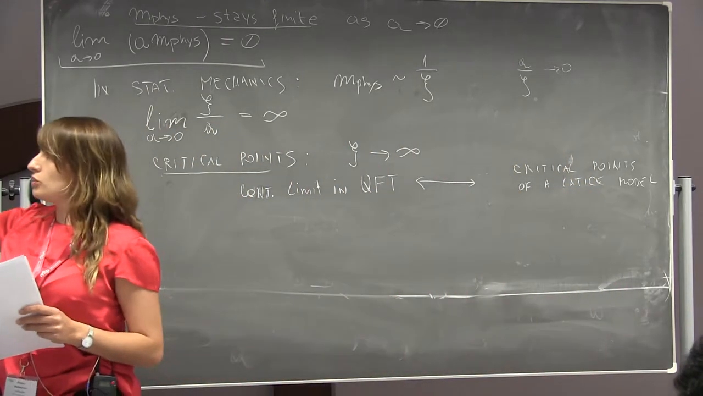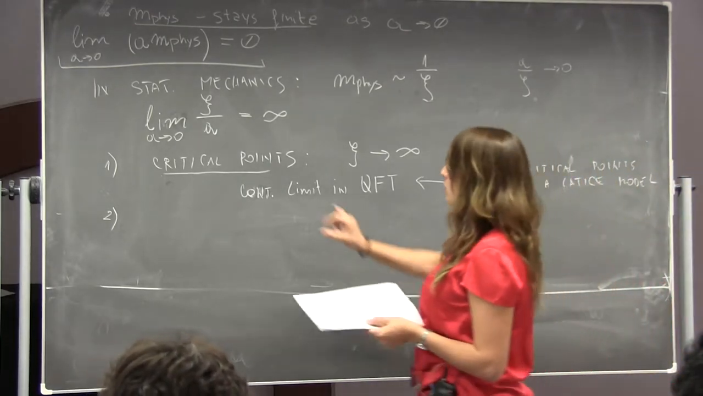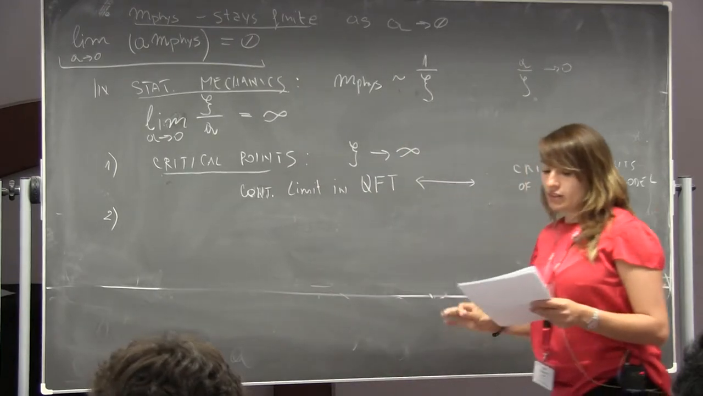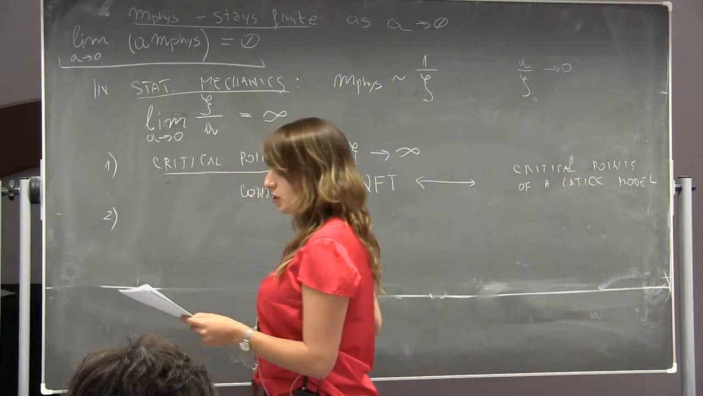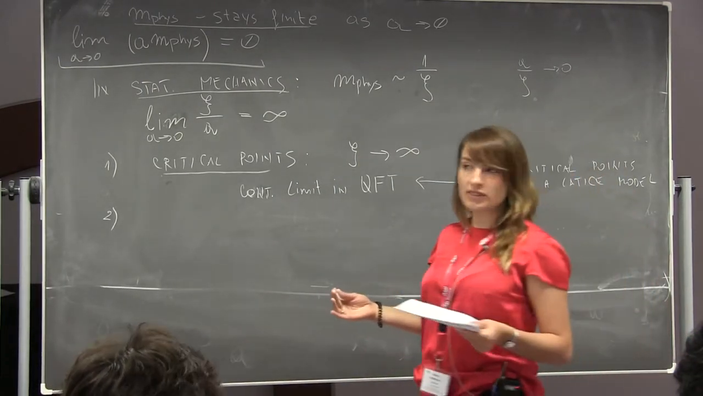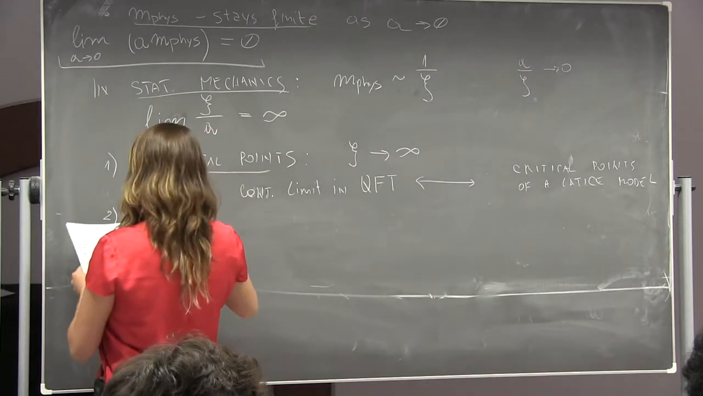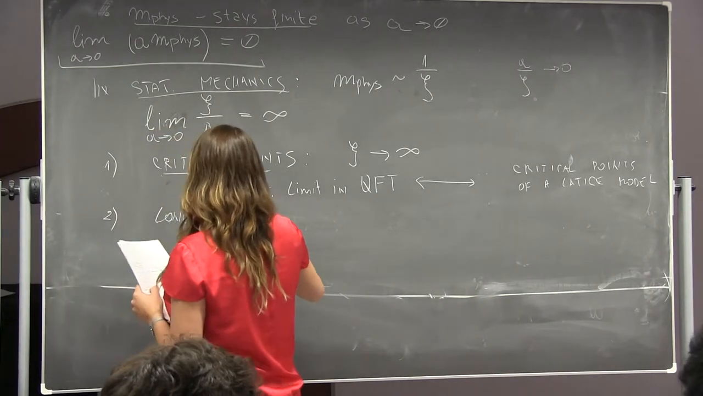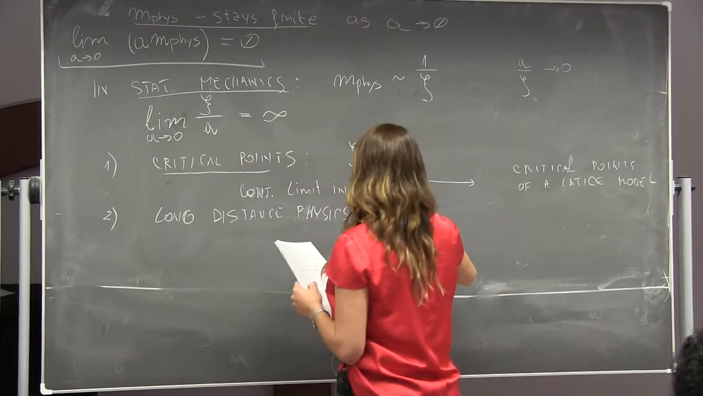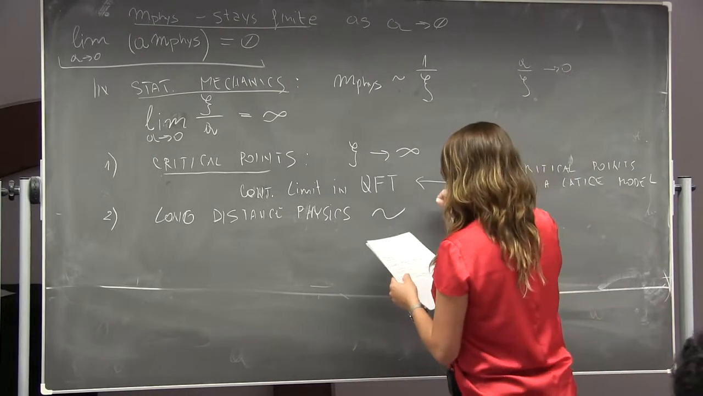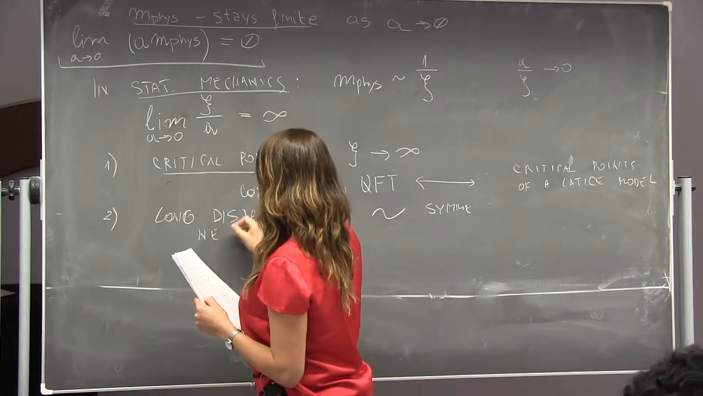And another important conclusion, in order to understand better how this continuum limit is taken, is the following. Again, from statistical mechanics, we know that the long distance physics near criticality, defined by the diverging correlation length, is dictated only by the symmetries of the system and the dimensionality of the system, but not by the precise details of the Hamiltonian. So long distance physics depends only on, but near these critical points.